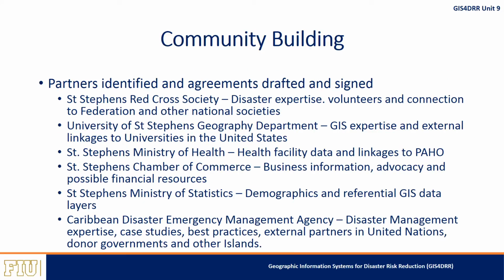Partners identified and agreements drafted and signed with the following organizations. The St. Stephen's Red Cross Disaster Society. They'll bring disaster expertise, volunteers, and connection to Federation and other national societies. University of St. Stephen's Geography Department will bring GIS expertise and external linkages to the universities in the United States. St. Stephen's Ministry of Health will bring health facility data and linkages to PAHO. The St. Stephen's Chamber of Commerce will bring business information, advocacy, and possible financial resources.